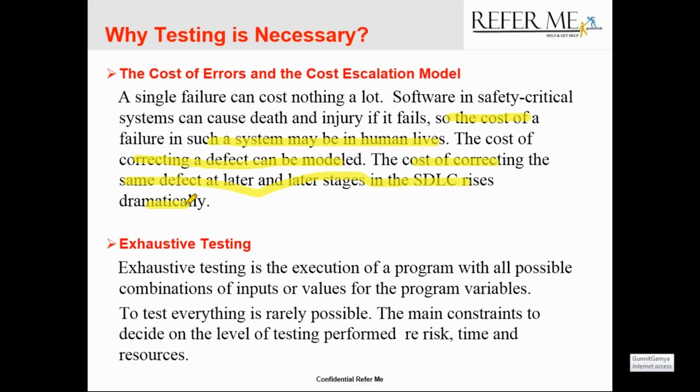If we find one defect and fix it at the initial stage, then it is much less expensive. But when it is found in production or later stages of your software development life cycle, then the cost is very high. What is the meaning of that?